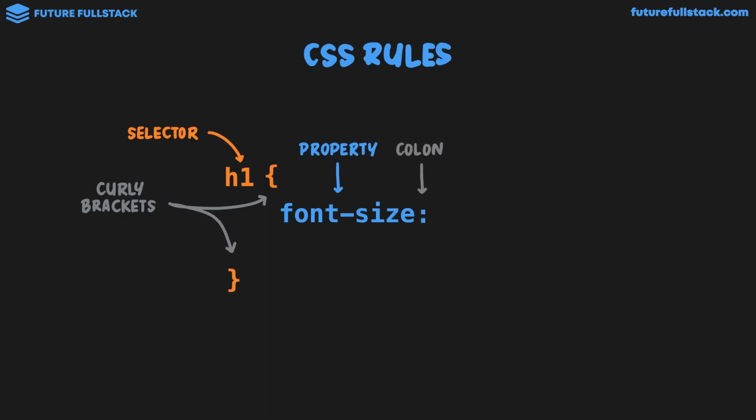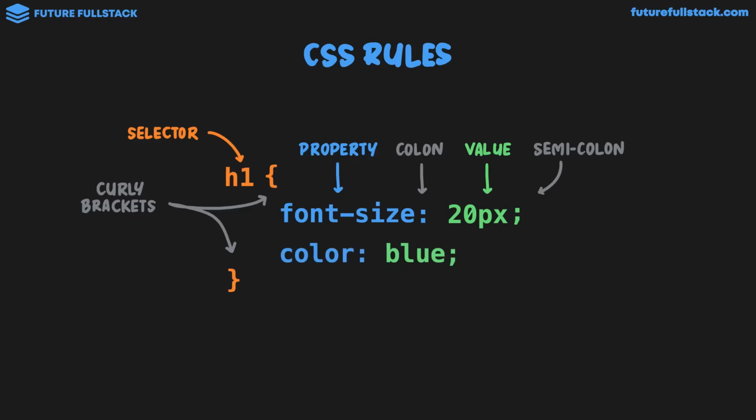We then give the font size property what size we want it to be. In this case, I want it to be 20 pixels, which I write as 20px. This is called the value, and it always ends with a semicolon. We can apply multiple properties inside these curly brackets. Another example would be changing the color of the H1 element to blue, which I would do like this. It follows the same structure as font size above. The property is color, and the value is blue.